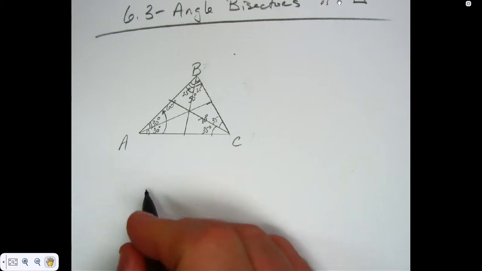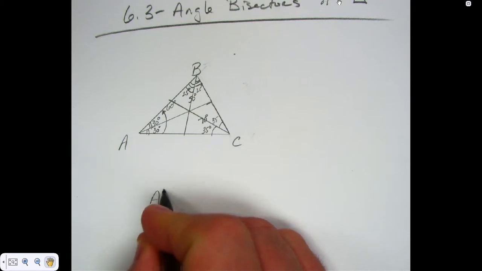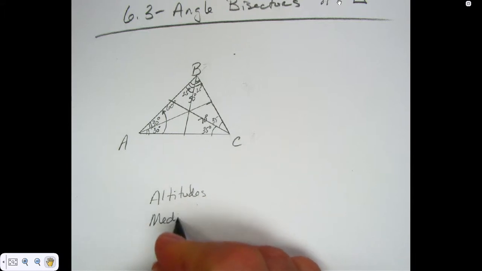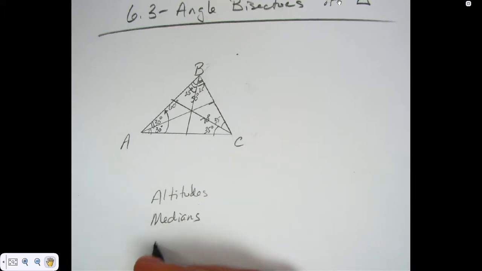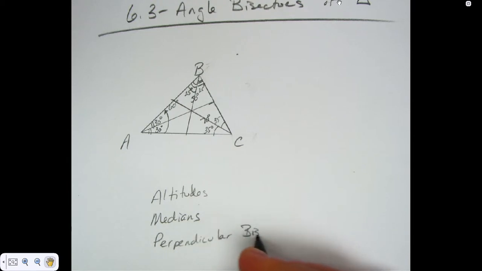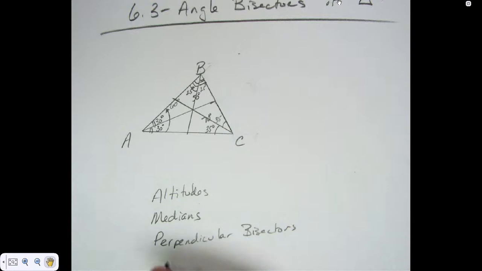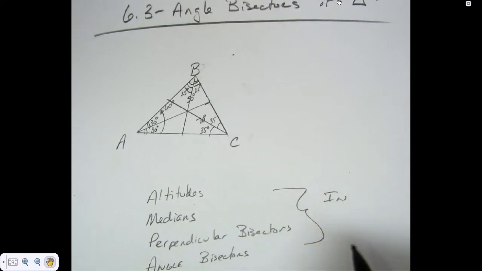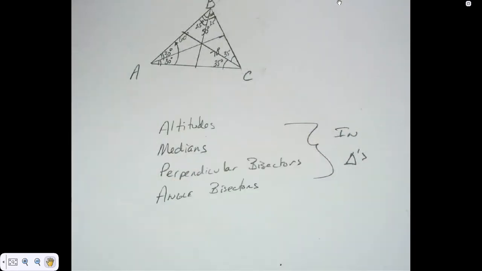So we've talked about, and you don't have to write this down because I made you write that down, we've talked about what? Altitudes, medians, what else? Perpendicular bisectors, and now what? Now we've talked about all of them in what? Triangles. And each time they all meet at a point. It happens with all of them.